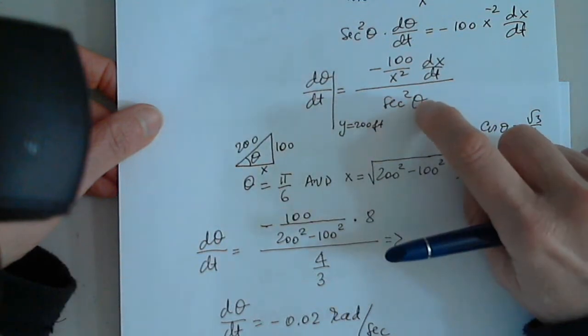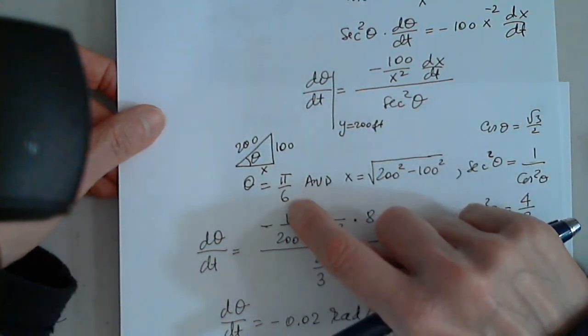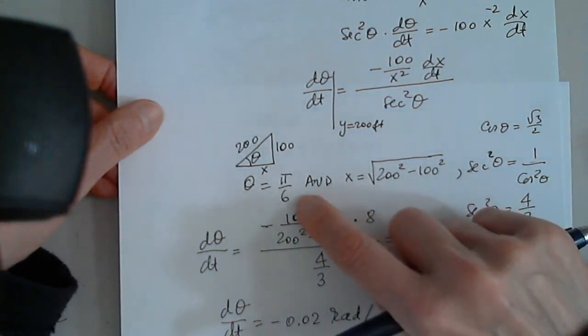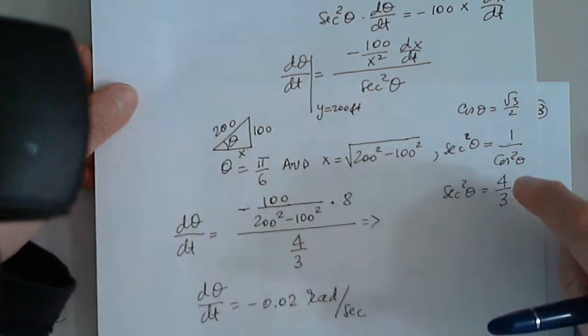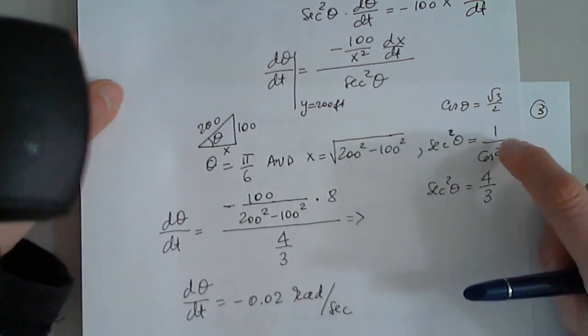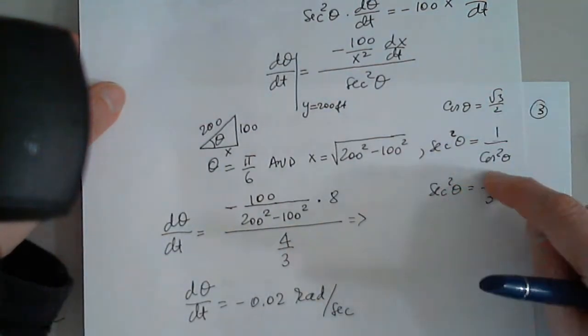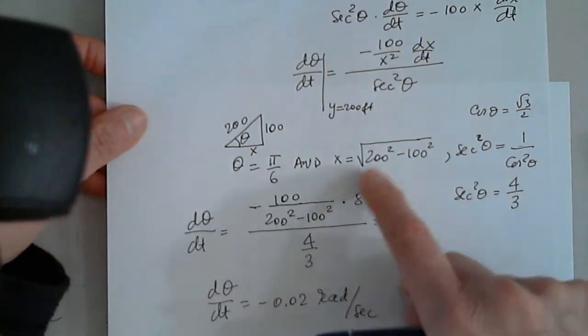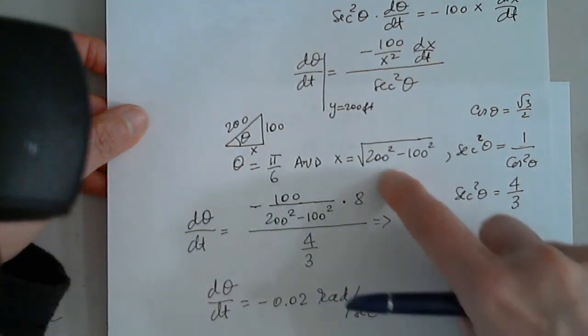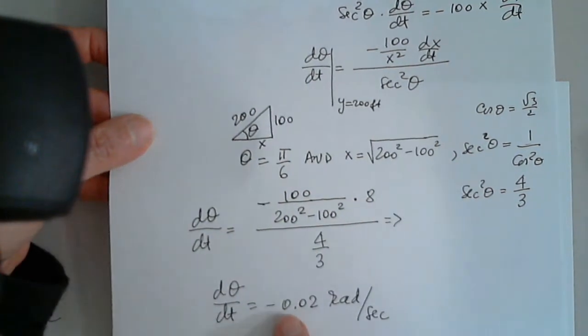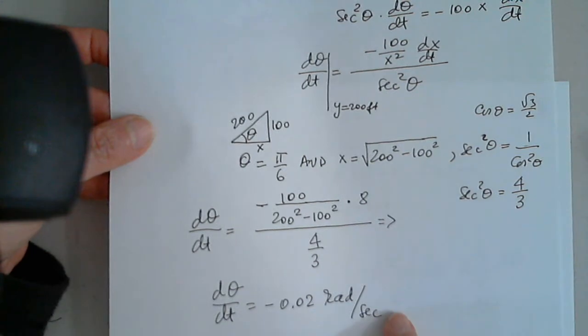And the denominator, when theta is pi over 6, cosine pi over 6 is square root of 3 over 2. So the square root of 3 over 2 squared will be 3 over 4, and when I flip, I get 4 over 3. So that's how I get secant squared to be 4 over 3. When I calculate all this, I get negative 0.02 radians per second.